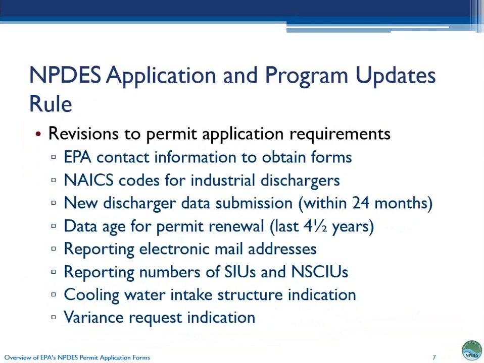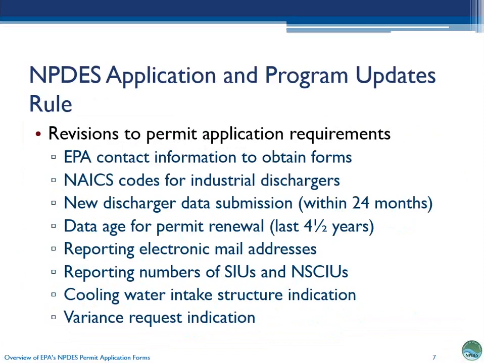The rule included several updates to permit application requirements at 40 CFR 122.21, as listed on this slide. These revisions include updates to EPA's contact information explaining where applicants can obtain the application forms, requirements to provide North American Industry Classification System, or NAICS codes, in addition to Standard Industrial Classification, or SIC codes, that applies to all applicants except for POTWs and treatment works treating domestic sewage.